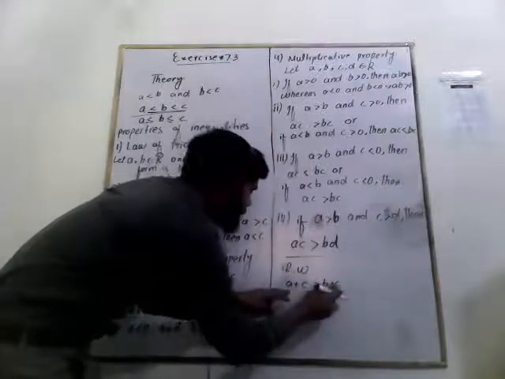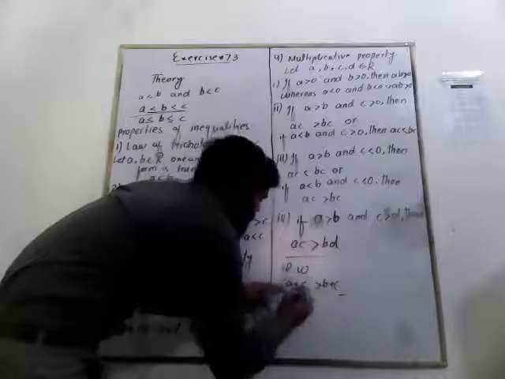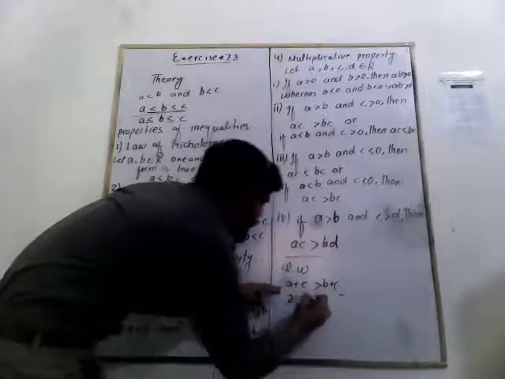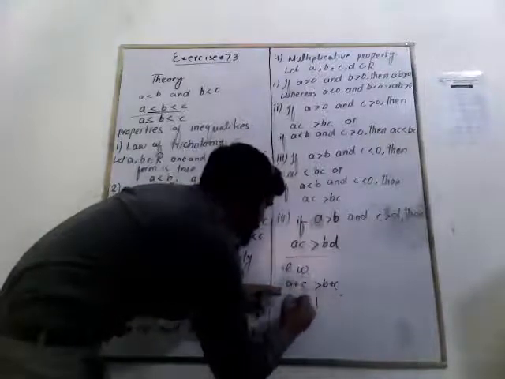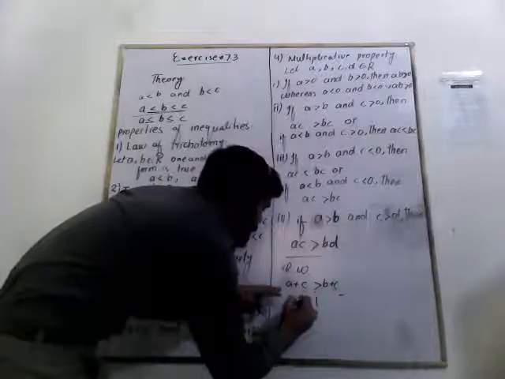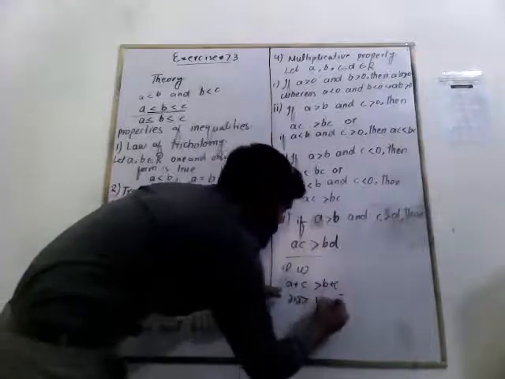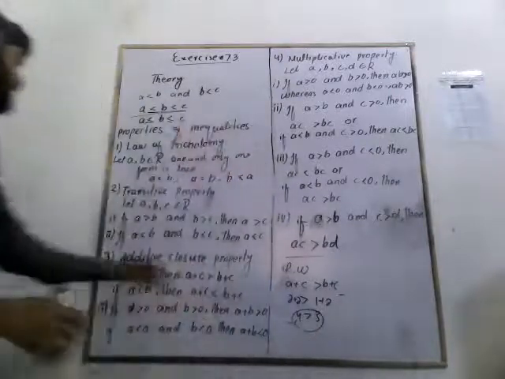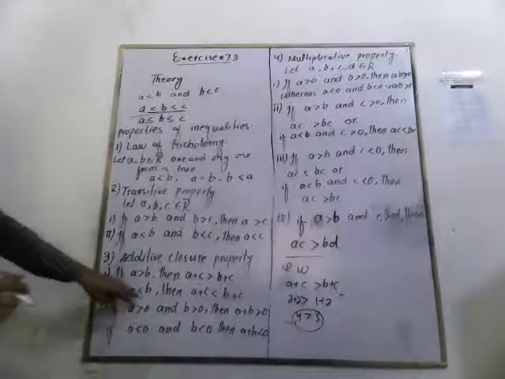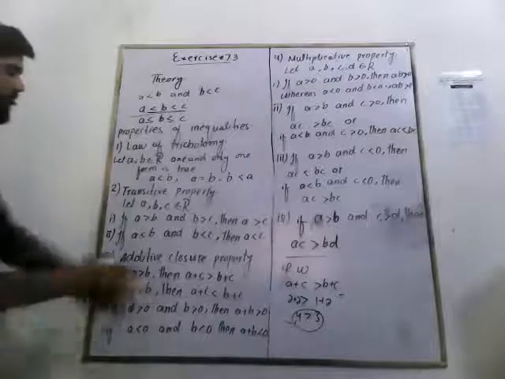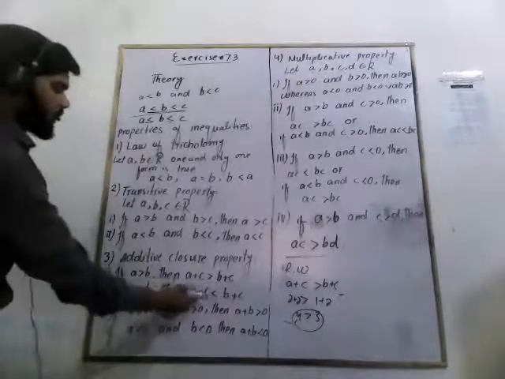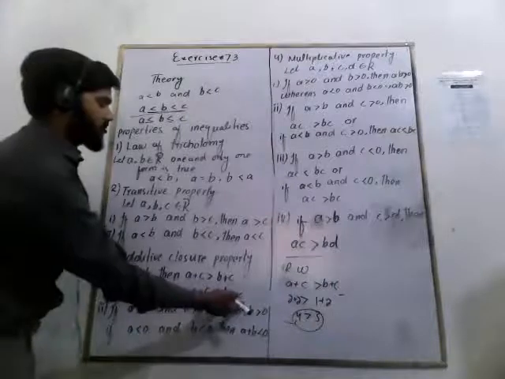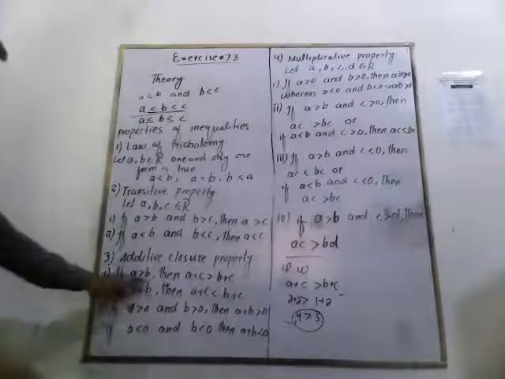If a is greater than b, then a plus c is greater than b plus c, where c is a constant. For example, 2 is greater than 1, and c is 2, so adding gives 4 greater than 3. Another case is if a is less than b, then a plus c is less than b plus c. This is the reciprocal of the above.